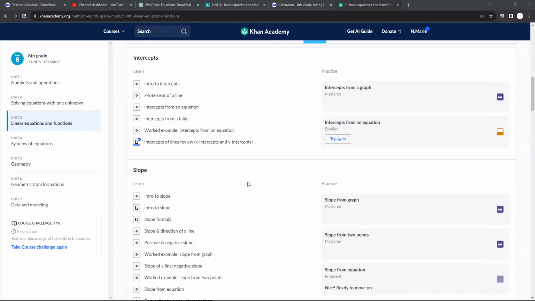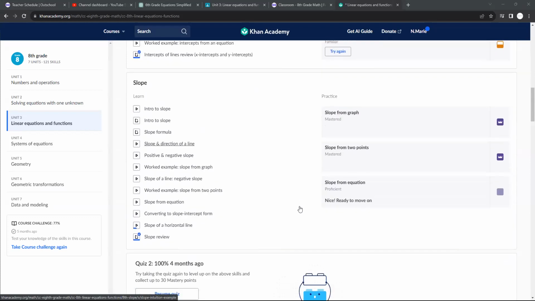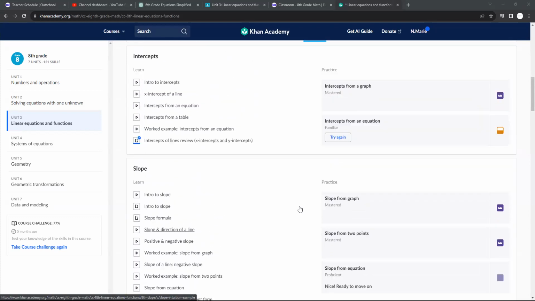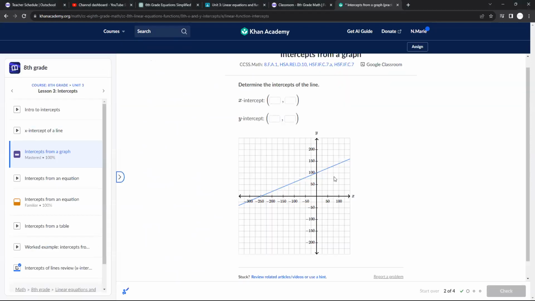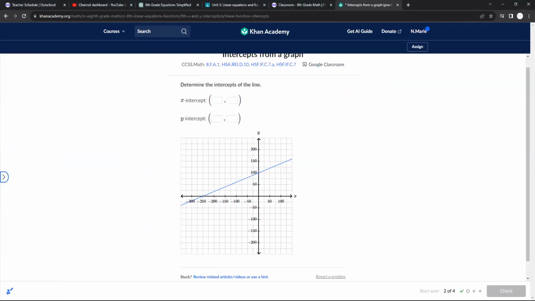Okay, so we are on the second part of the unit, which is looking at intercepts and slope. So what are intercepts? Well, you have your x-axis and your y-axis. So your x-intercept is where your line hits on the x-axis, and your y-intercept is where it hits on the y-axis. So where are those points? For the x-intercept, your y will always be 0, and for the y-intercept, your x will always be 0.